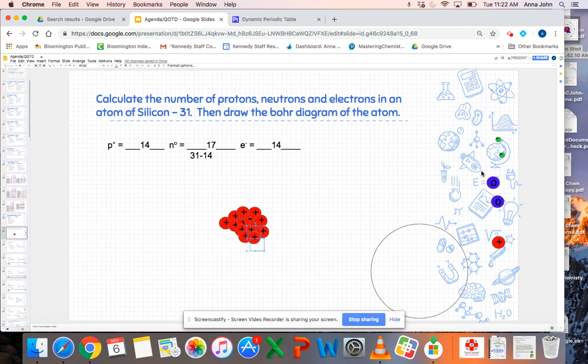Okay. The other piece that goes in the nucleus is the neutrons. Neutrons are neutral and they have no charge. We're going to put them tight with our protons. And what we need to remember is that they are the same size as our protons. So when we're drawing them, we want to make sure that they're the same size.